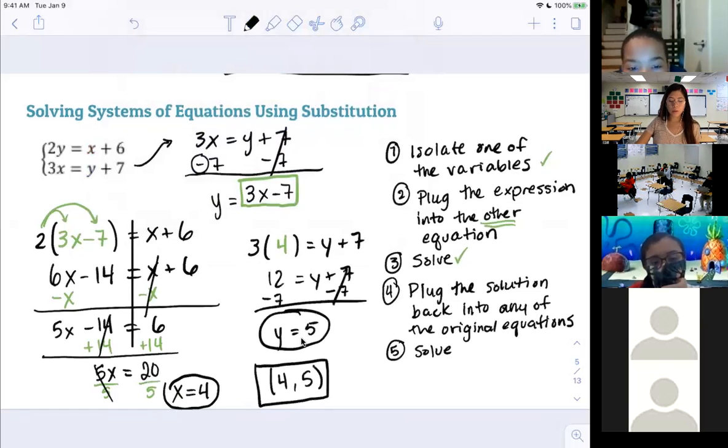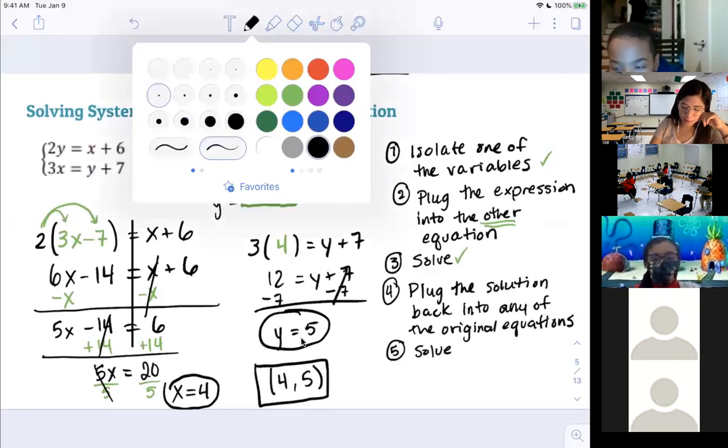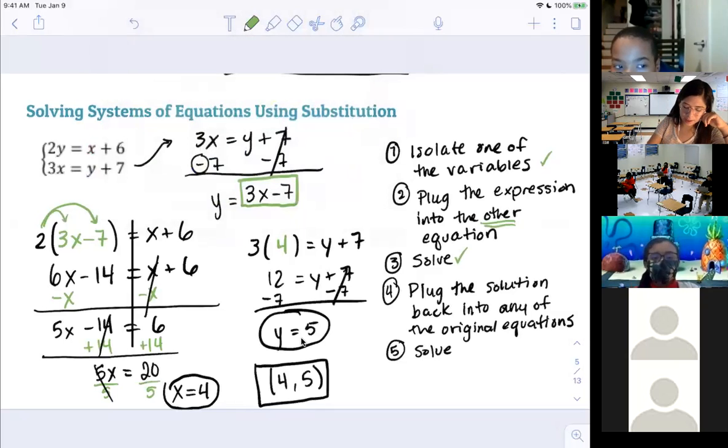All right. Questions, comments, concerns with substitution? Yes, I have a question. How do you know which side to plug the equation in? Okay, good. So you can tell top and bottom, but you don't really know which side to plug the equation into. The way you figure that out is based on which variable you isolated. Since I isolated y, I have to plug it in for y.